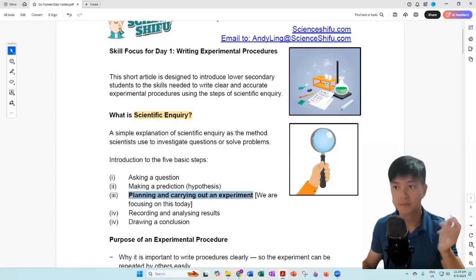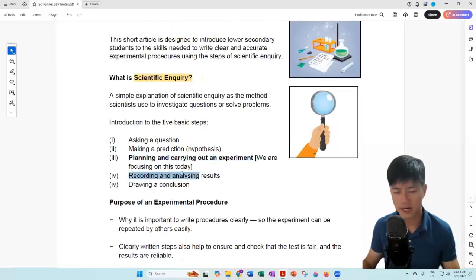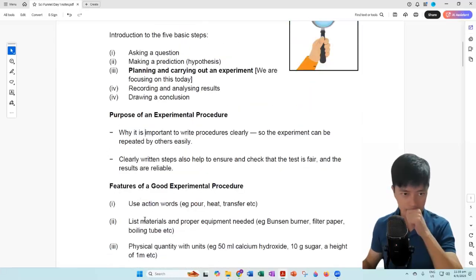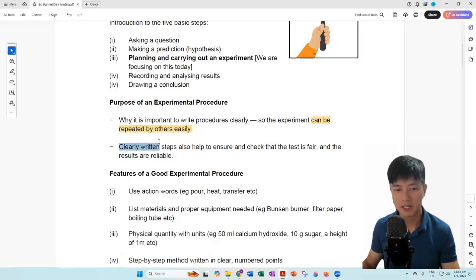And then how do I prove that a particular hypothesis is right? We plan our experiment. So this is where the aim of today's lesson comes in. And then after that, we draw and analyze results, draw conclusions, etc. So why is experimental procedure important? It's so that other people can repeat it easily. Look at the instructions; they are very clear on what to do next. It must be in clearly written steps so that you can help to ensure the test is fair and the results are reliable.